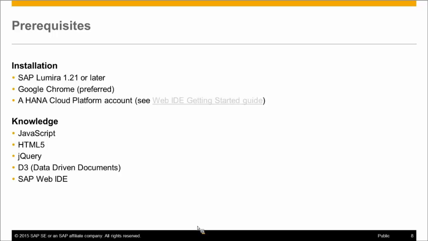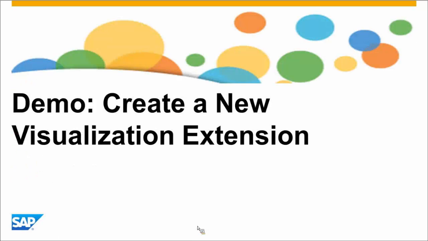Knowledge-wise, you will need a good understanding of JavaScript, of course, and HTML5. If you know jQuery, that will be a good plus when you try to grasp D3, or the Data-Driven Documents JavaScript library. And you will need some basic knowledge about SAP Web IDE. Okay, so what I'm going to do is go through a demo of creating a new visualization extension and then manage it and use it in Lumira Desktop.